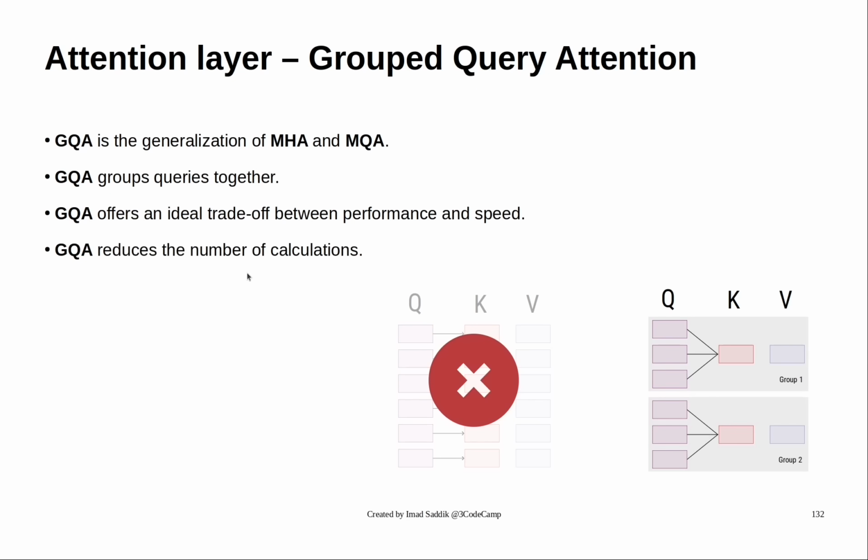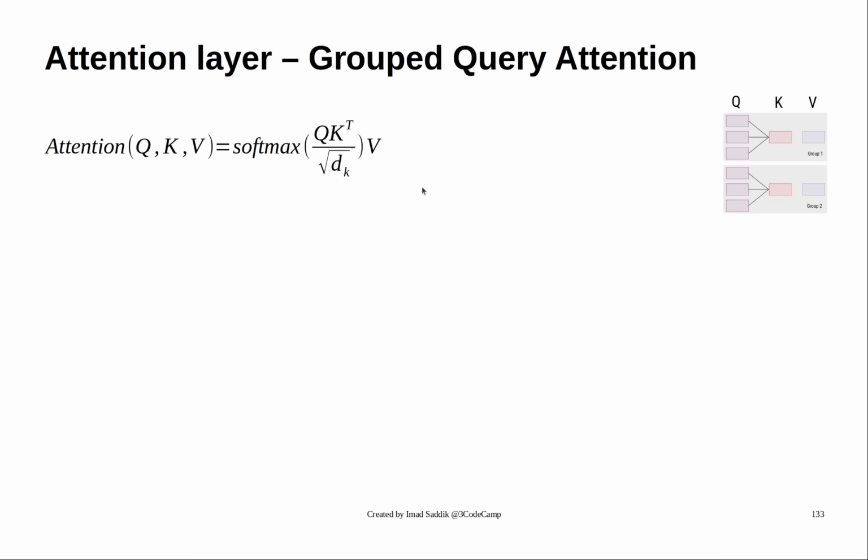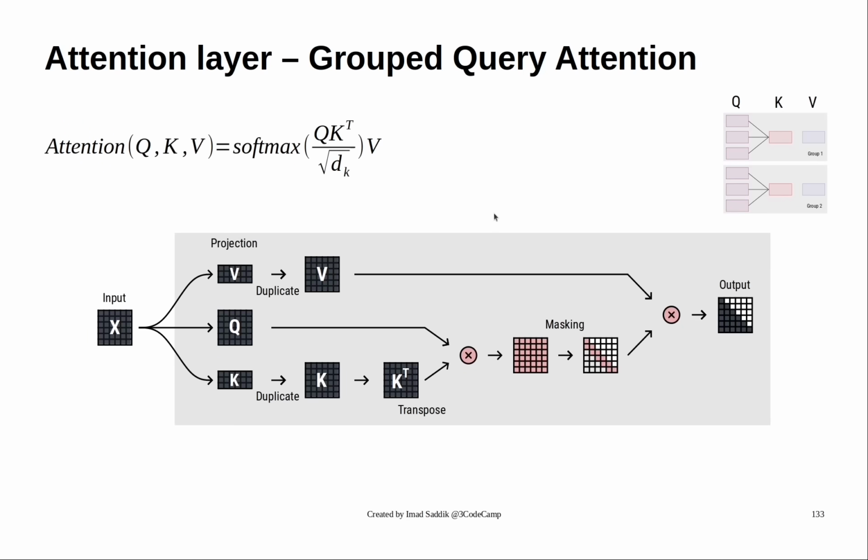When setting the number of groups to a value lower than the number of heads, GQA reduces the number of trainable parameters compared to multi-head attention. Let's zoom in on the attention layer to see what happens exactly. This is how the diagram looks for GQA. I want you to focus on this part. Here we are inside the attention layer.